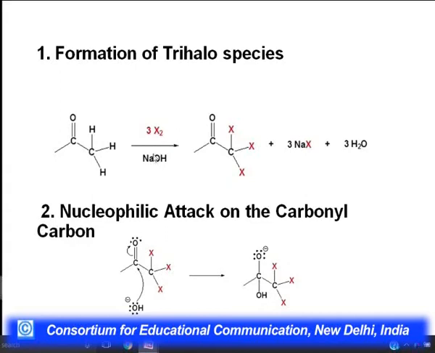This Na reacts with that X minus to form NaX. So we have used 3 molecules of NaX in this reaction. Now where is the 4th molecule of NaOH going? From the 4th molecule, we are getting an OH, which is now reacting with this carbonyl carbon, which has a slight positive charge on it, resulting in the formation of this alkoxide intermediate, the tetrahedral intermediate.